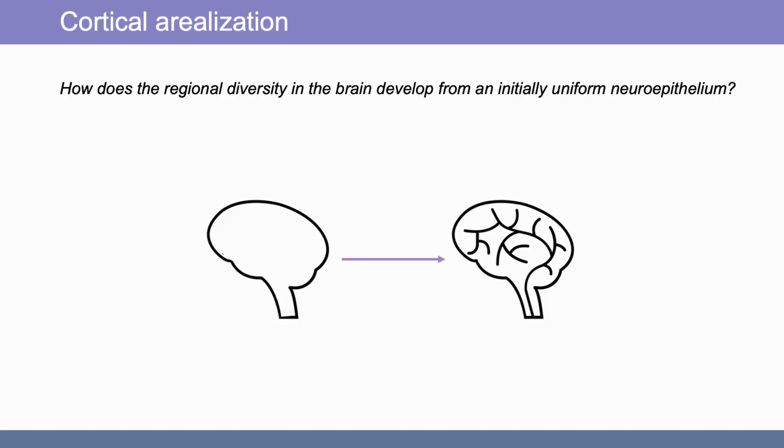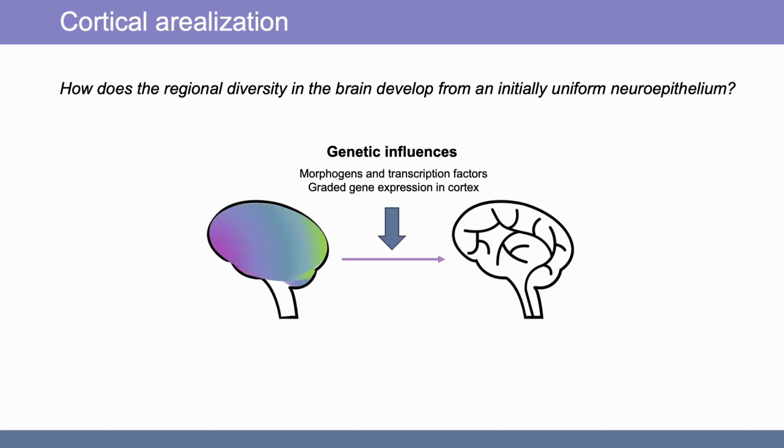Researchers have long debated whether regional diversity develops due to pre-patterned genetic influences or in response to input signals from the thalamus. Nowadays, it is widely accepted that both factors play an important role in cortical arealization.